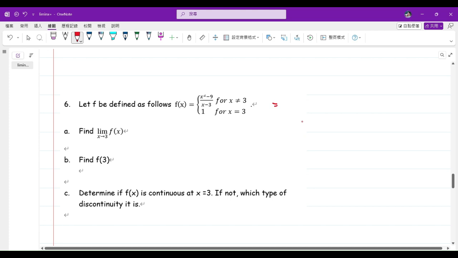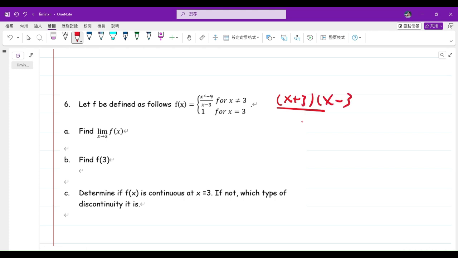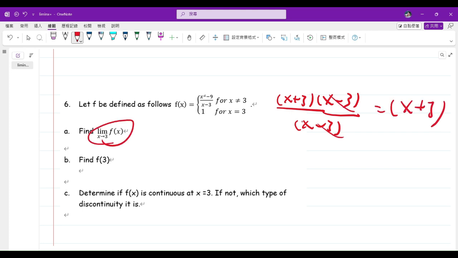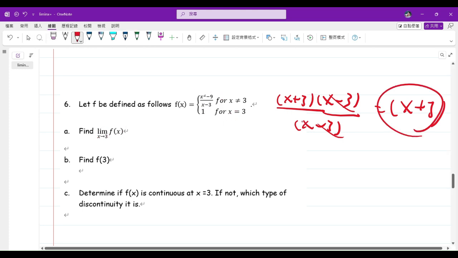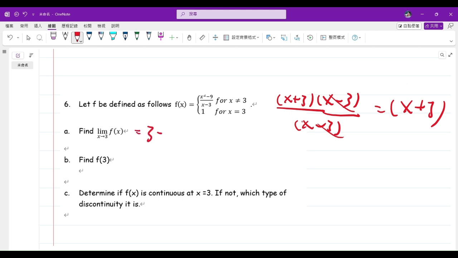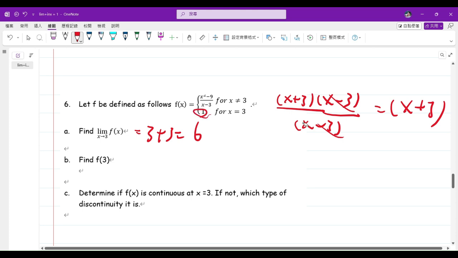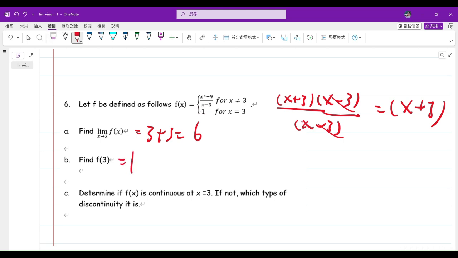So that you can factor, for when x not equal 3, that is x plus 3 times x minus 3, and then over x minus 3. So cross out, that's x plus 3. So limit as x approaches 3. We use the top because approach means not equal to, so we use this, not this. Okay, and then you plug in x equals 3, that's 3 plus 3 equals 6. But when x actually equals 3, then you use the bottom one that equals 1.